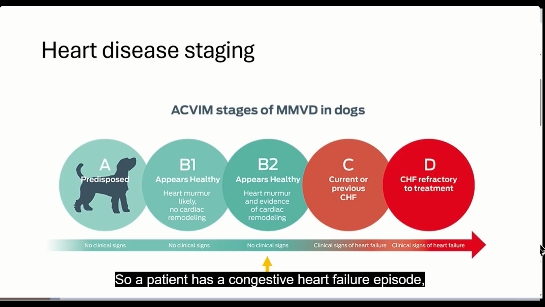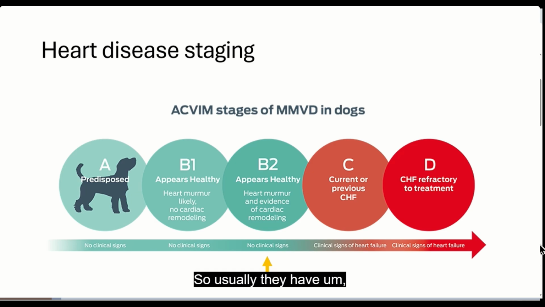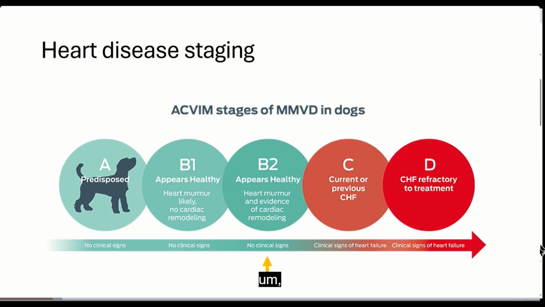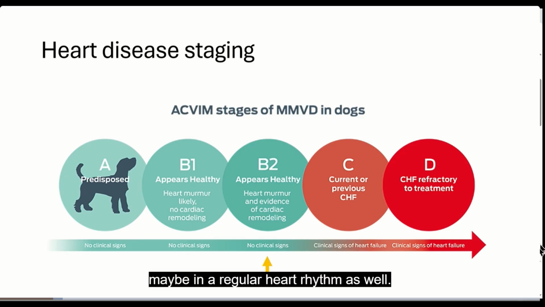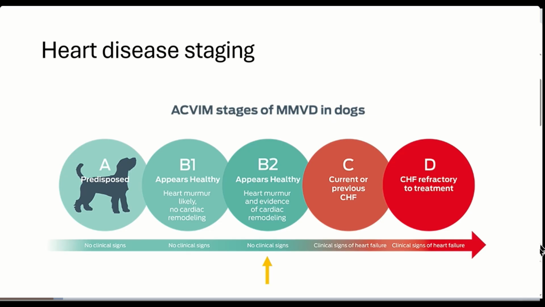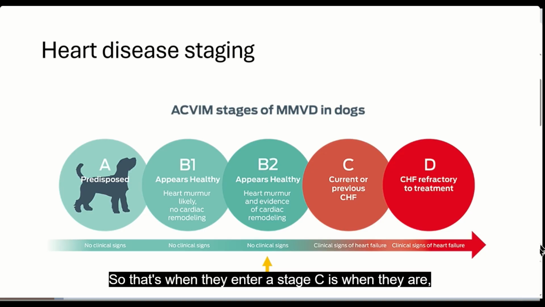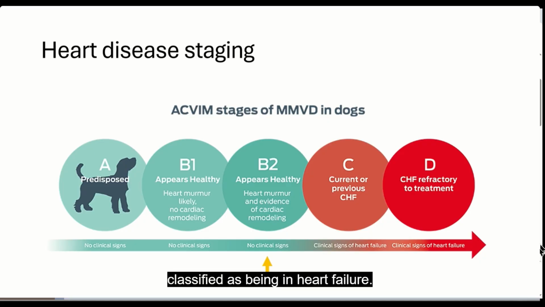So a patient has a congestive heart failure episode, be that left-sided or right-sided, but they meet those criteria for being in congestive heart failure. Usually, if it's a left-sided failure, that's increased respiratory rate and effort, and also quite severe exercise intolerance, maybe an irregular heart rhythm as well. Maybe some effusions identified, etc. So that's when they enter stage C, when they are classified as being in heart failure.